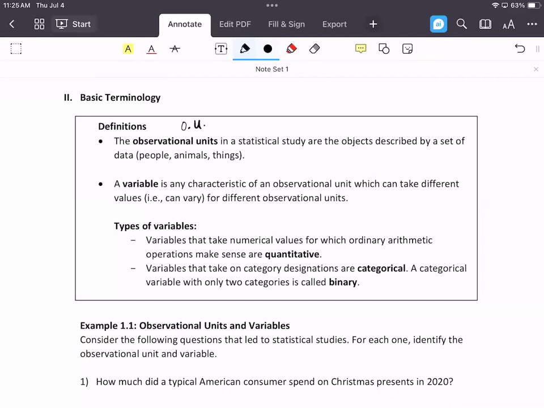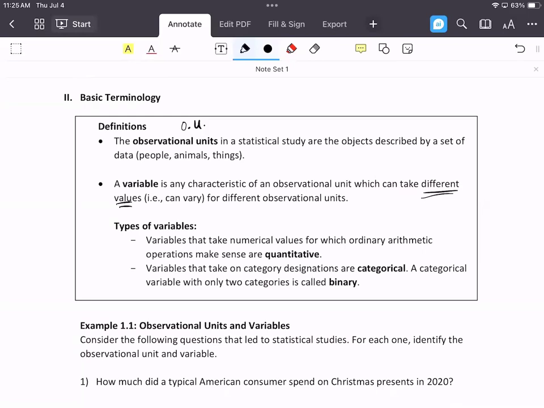For example, the color of a pen. Is it red or blue? Okay. Is it going to vary pen to pen? Yes. And you're like, well, where did variable come from? The next point. A variable is any characteristic of an observational unit which can take different values for different observational units.